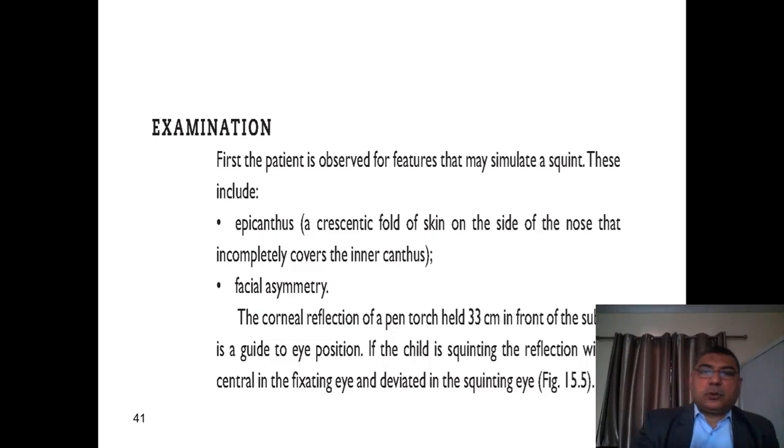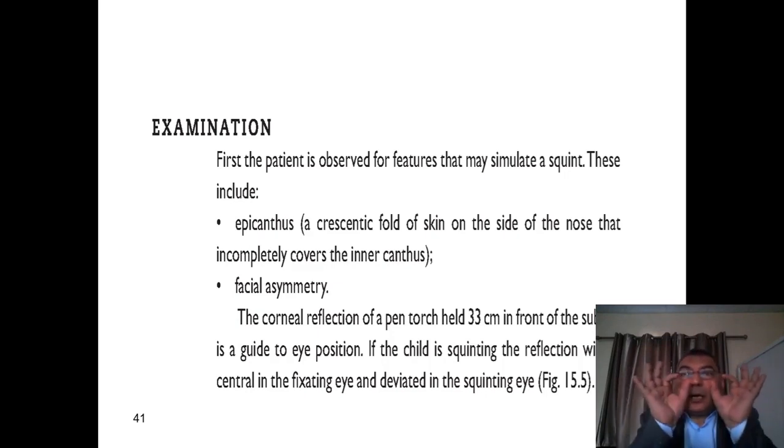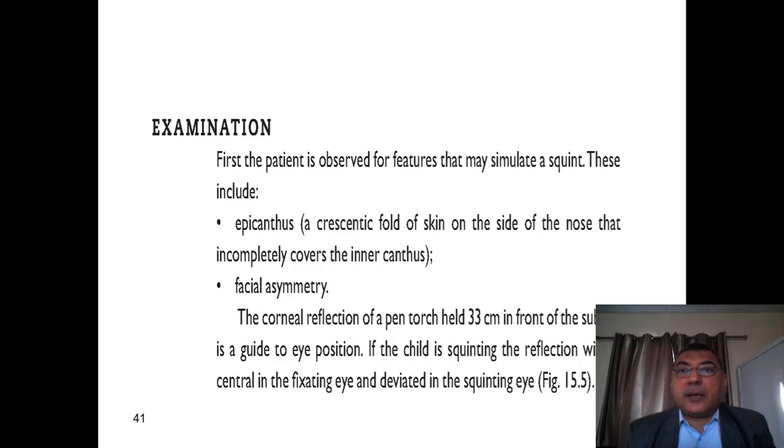We'll shift to the examination. So first of all, we are going to look at the child. We are going to observe what is the look. Sometimes the child is having epicanthic folds, which are folds above the inner angle of the palpebral fissure, as in the eyes of Chinese, Japanese, and so on. So these folds will give you an impression that the pupils are near each other, and will give an apparent type of strabismus.